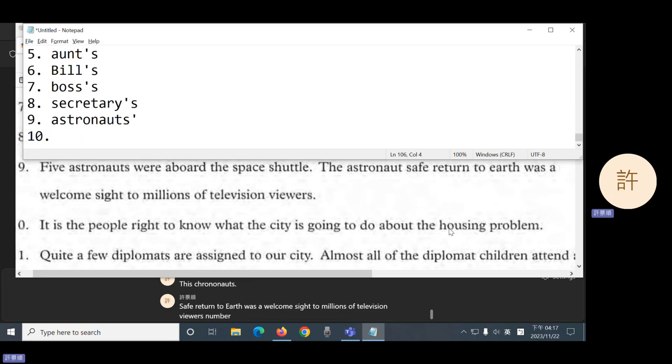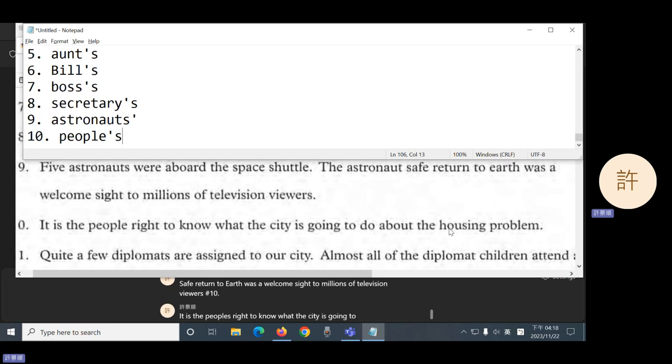Number 10, it is the people's right to know what the city is going to do about the housing problem. So here it says the people. So this is not the plural of person. This is talking about the public, the people of the whole country. But whether it's singular or plural, the possessive looks the same.